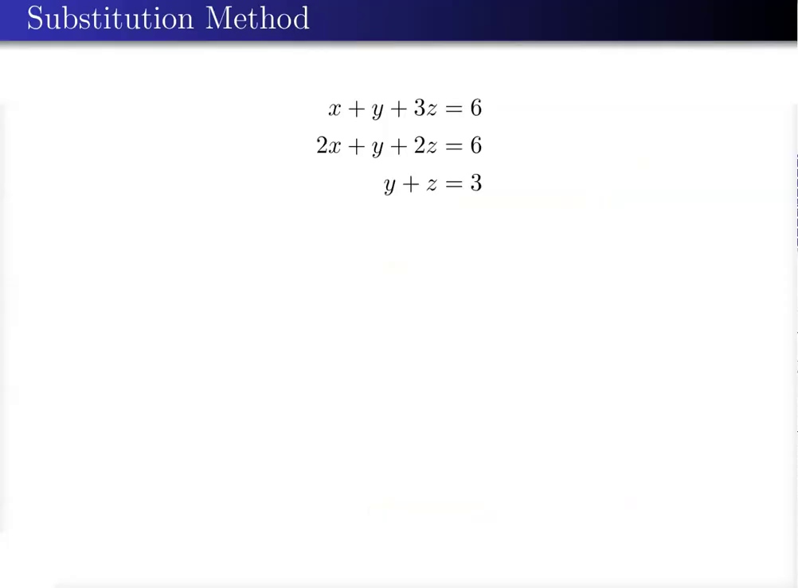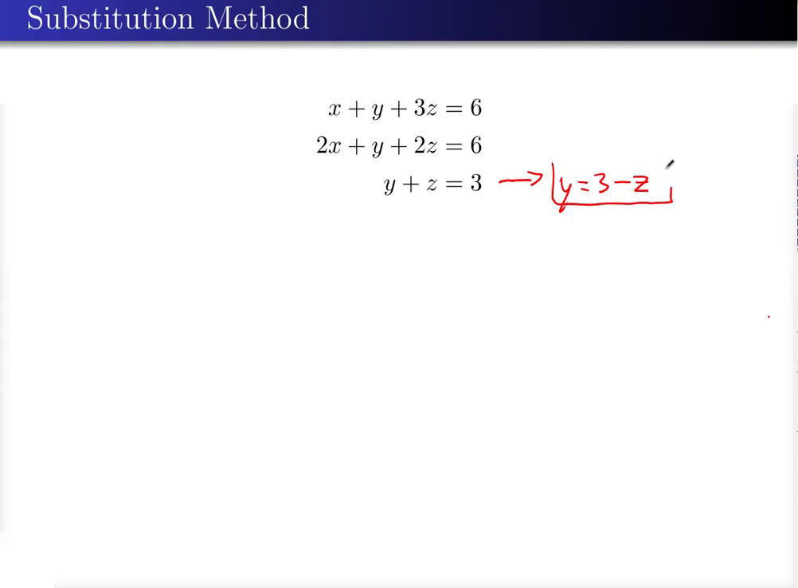Okay, in this example, though, I have a system of three linear equations in three unknowns. So this is a bit trickier, but we can still use the substitution method to do this. Looking at these three equations, one is a little bit simpler than the others. So maybe I'm going to start with this third one, and I could solve it for z or I could solve it for y. It doesn't particularly matter. Let's say that y is equal to 3 minus z.